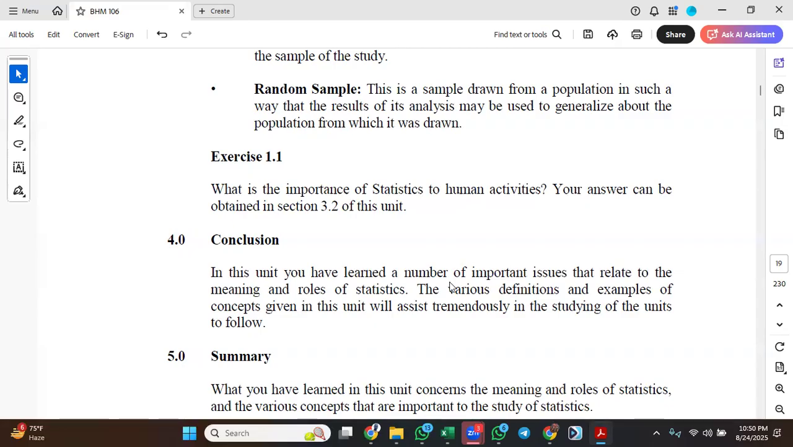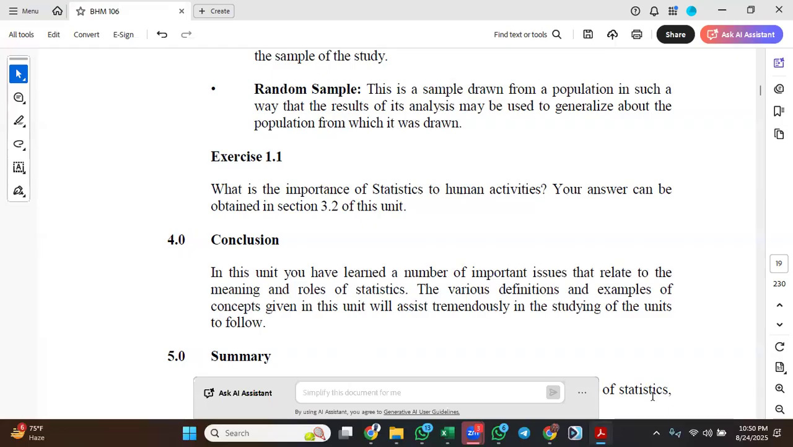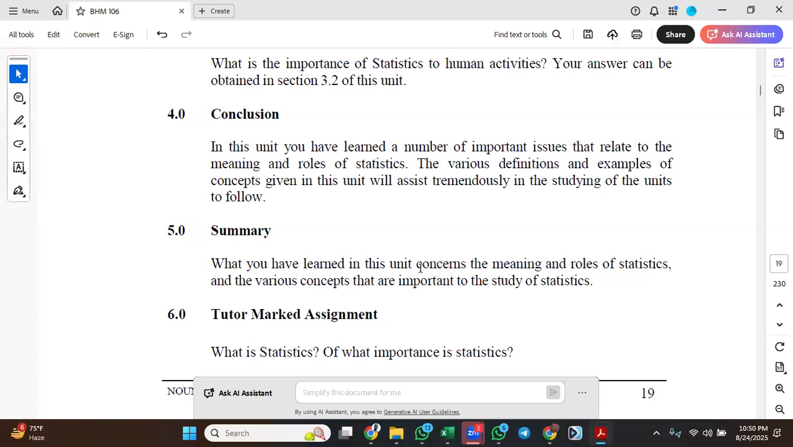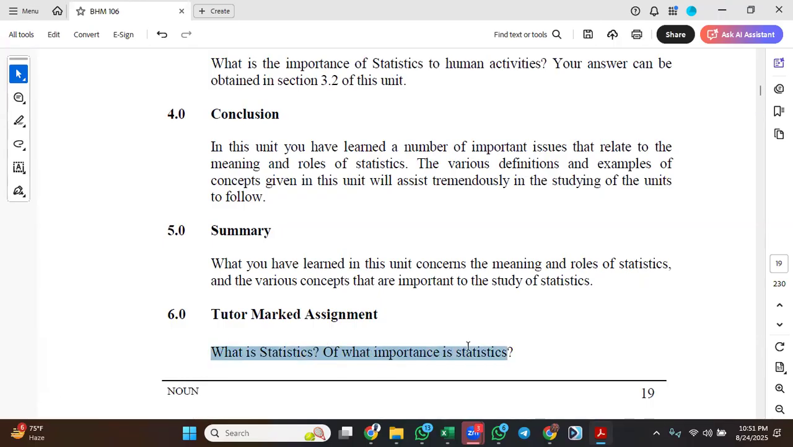Okay. You have learned a number of important issues that relate to the meaning and roles of statistics. Now, the various definitions and examples of concepts given in this unit will assist tremendously in the studying of the units that follow. In summary, what you have learned in this unit concerns the meaning and roles of statistics and the various concepts that are important to the study of statistics. Well, you can help yourself by answering this question later on when you get home. We don't have time again.